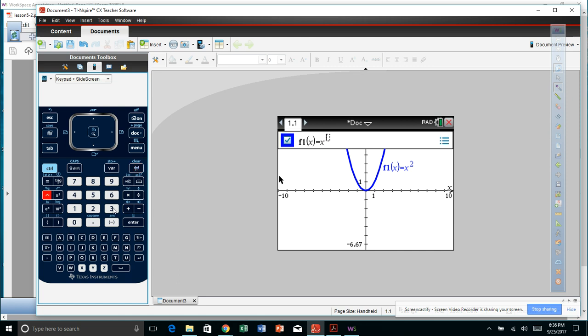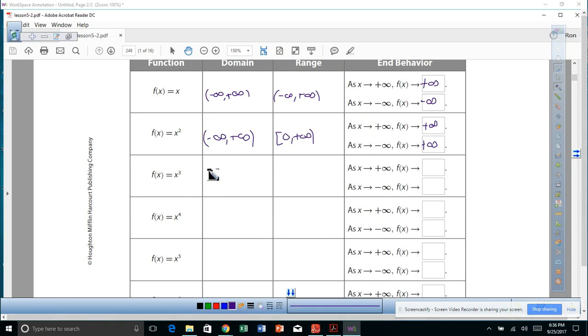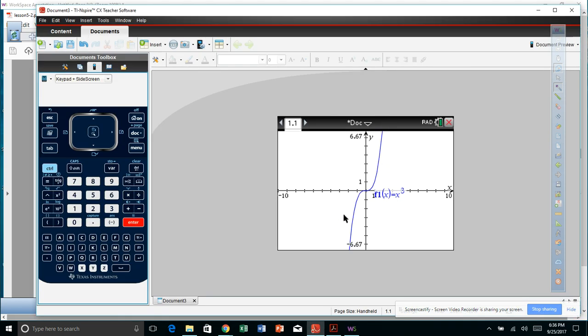And caret 3. And notice now you've got one leg up and one leg down. The domain is going to go all the way out here and all the way out there, because that's at an angle and that's at an angle. So the domain is going to be negative infinity to positive infinity. And the range is going to be negative infinity to positive infinity. You can see it's going up and it's going down.